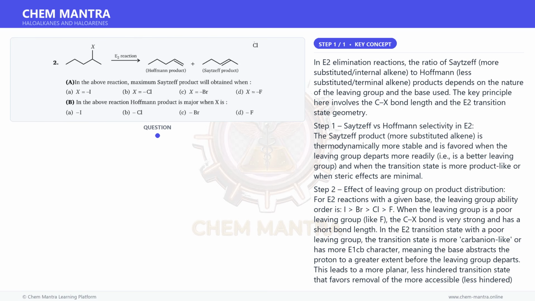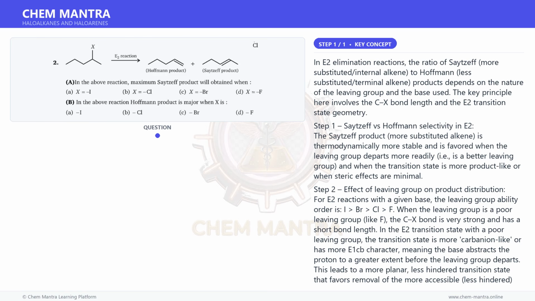Step 4. Answer to Part B. Hofmann product is major. Hofmann product is favored when the leaving group is the poorest, i.e., when there is the most E1CB character in the transition state. Among the options, F is the worst leaving group, C-F bond is strongest, shortest. With X equals F, the transition state resembles E1CB, carbanion-like, and the base preferentially removes the less hindered, more accessible proton, giving the less substituted Hofmann alkene as the major product.